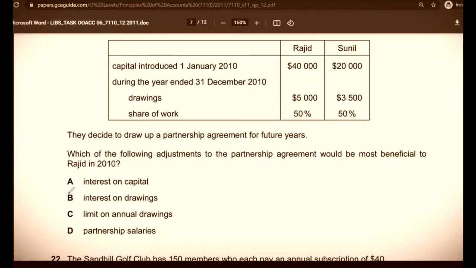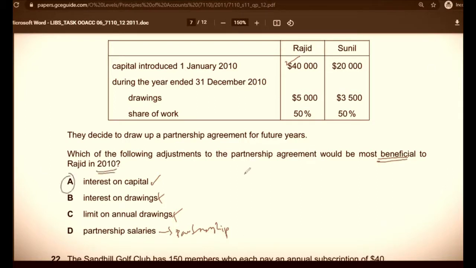So now let's look into the options. Interest on capital. Yeah, this sounds very right, because if they decide on interest on capital, since Rajat has introduced a lot more capital than Sunil, Rajat would get more benefit by getting more interest on capital. Interest on drawings, no, this would penalize. Limit on annual drawings, this would penalize again. Partnership salaries, this is about partnership agreements, so not really relevant, because the question is asking which would be most beneficial to Rajat in 2010.